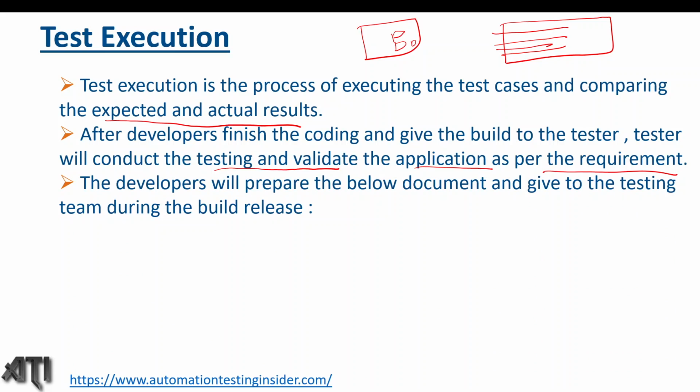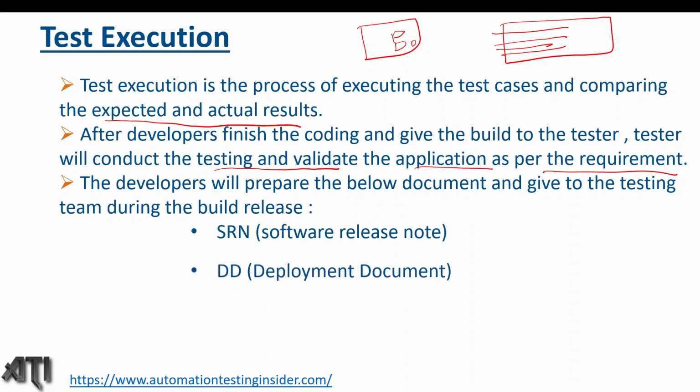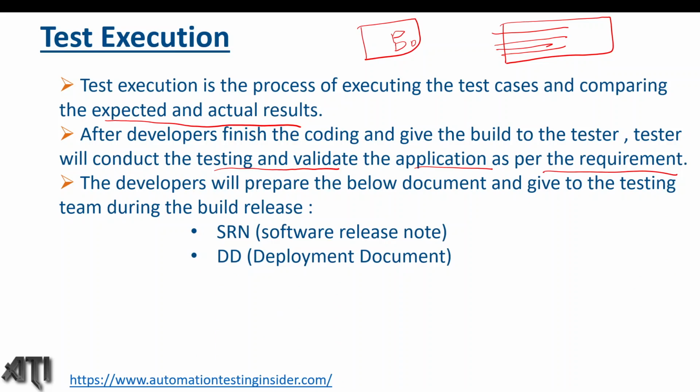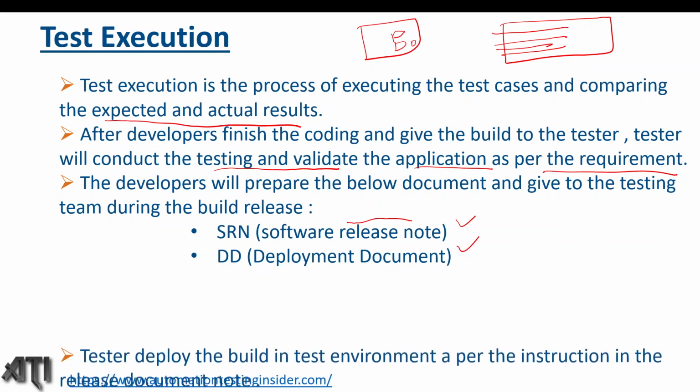The developers will prepare the below documents and give them to the testing team during the build release. One is the SRN, software release note, and another one is the DD, deployment document, describing how a particular build should be deployed. The software release note gives the version, the build name, the product name, and all the details related to the particular software, and the deployment instructions are in the deployment document.